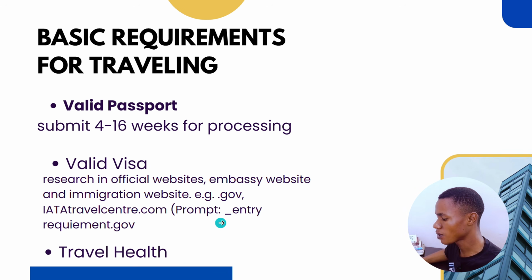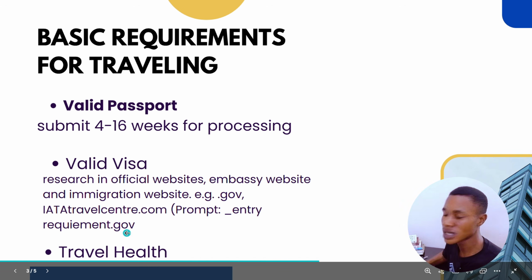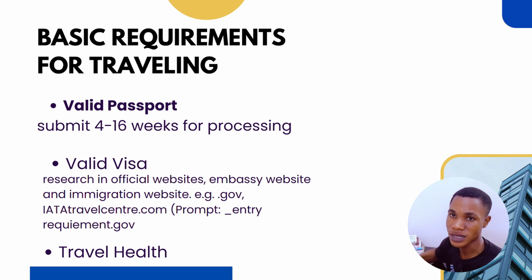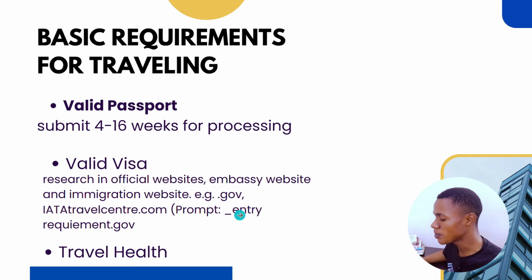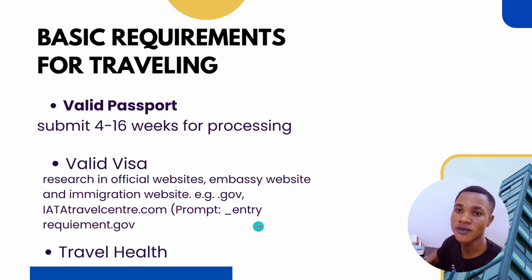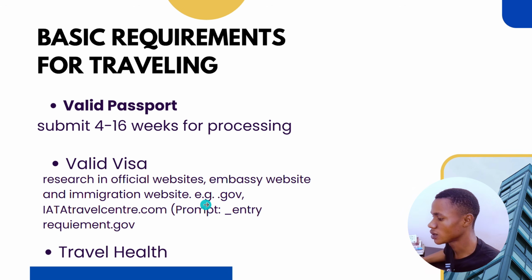Remember, the prompt we are going to be using is "entry requirement gov". That means, if your boss wants to travel to Paris in France, that is the example we are going to be using today. You put Paris in France. If you want to travel to, let's say, Liverpool in England, you have to put "Liverpool entry requirement.gov" on Google in order to get the requirements and all of that. Please be careful of the kind of website you'll be using. So now let's go into the practicals.